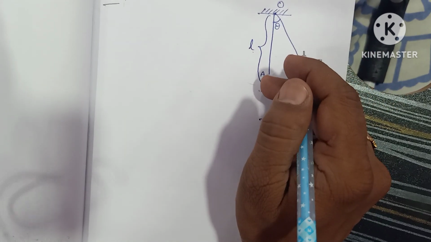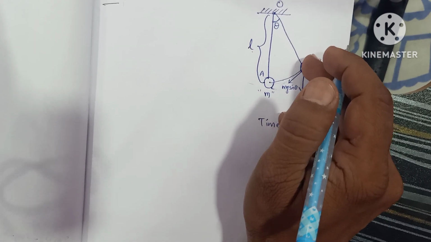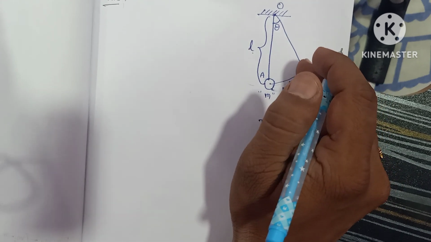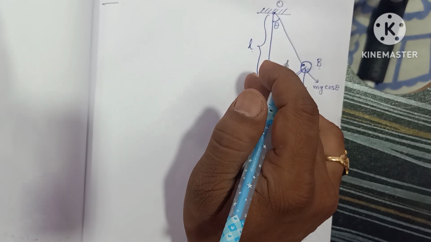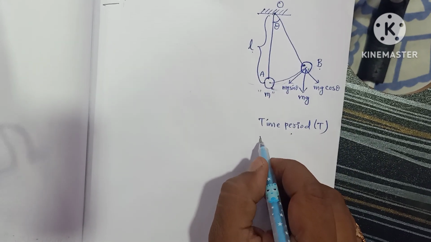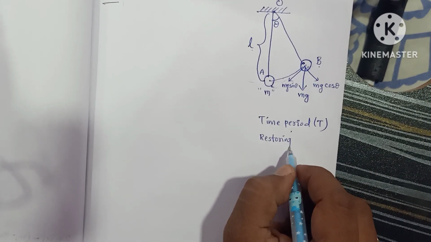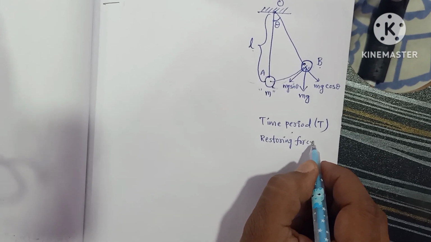Now when we drag it from the mean position to the extreme position, that pendulum automatically will come back to its mean position. That is because of the restoring force which is produced in it, and that restoring force is denoted by capital F.